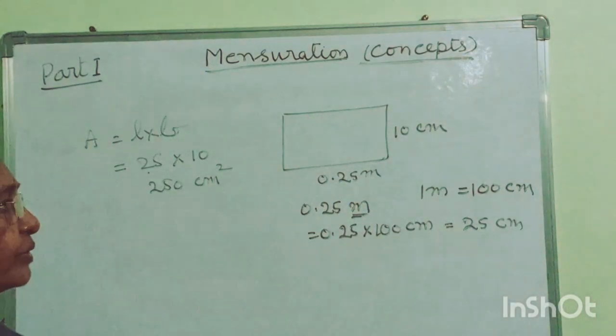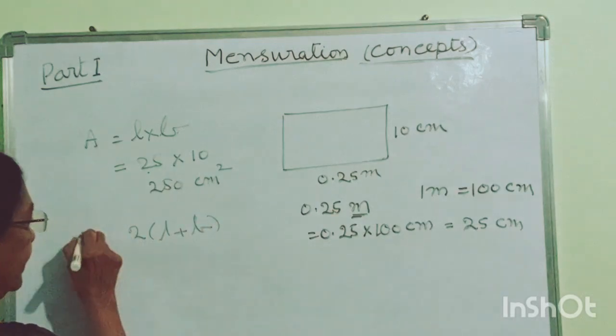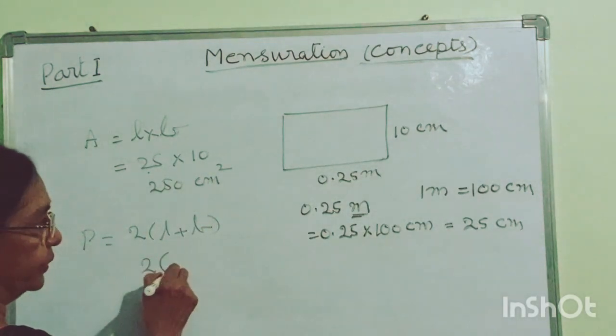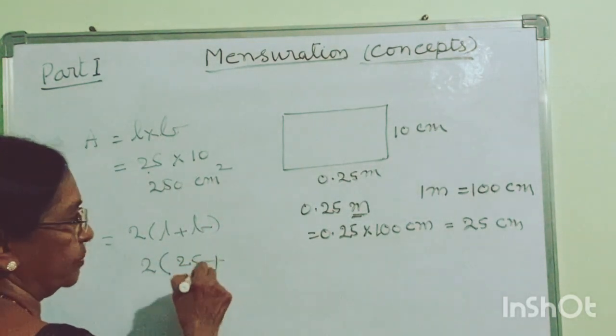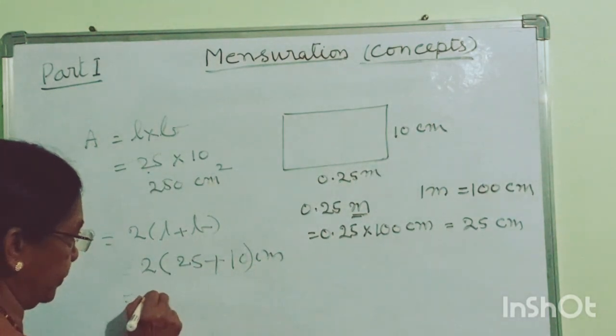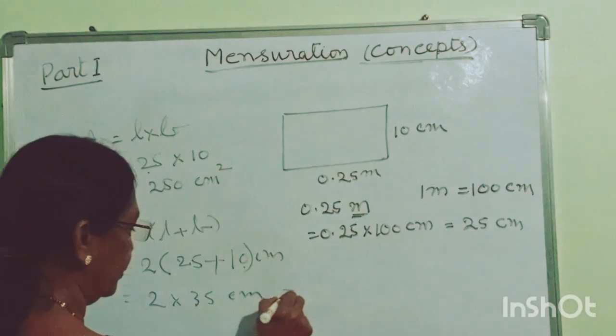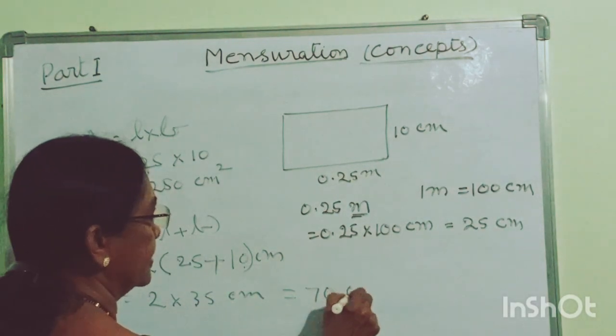Similarly, we can find out the perimeter of this rectangle. 2 into L plus B perimeter, that is equal to 2 into L 25 centimeters plus B 10 centimeters. That is equal to 2 into 25 plus 10, 35 centimeters. 2 into 35, 70 centimeters.